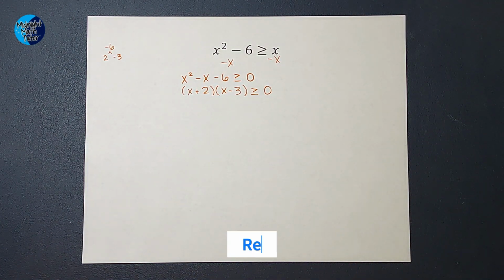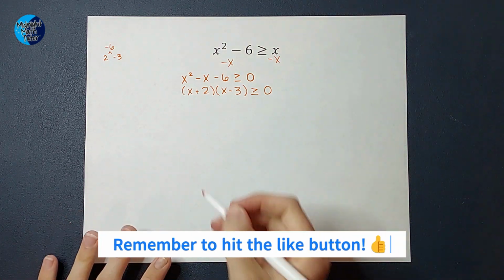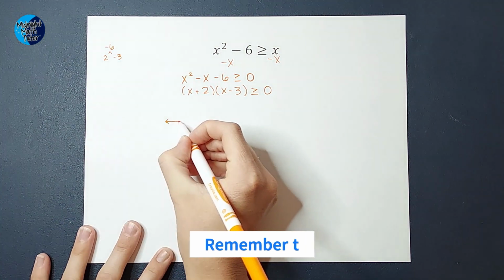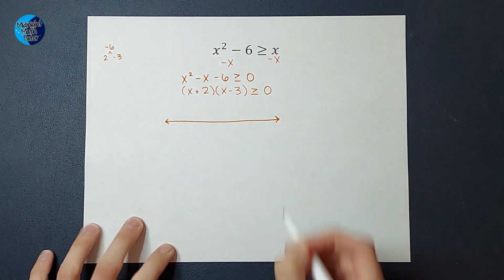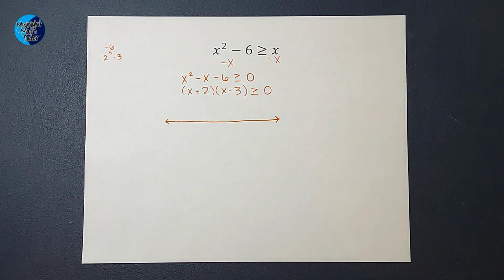The next thing I'm going to do is I'm going to draw a number line. I bet you're excited. You were like, yes, I was hoping there'd be a number line today. You're welcome, okay?